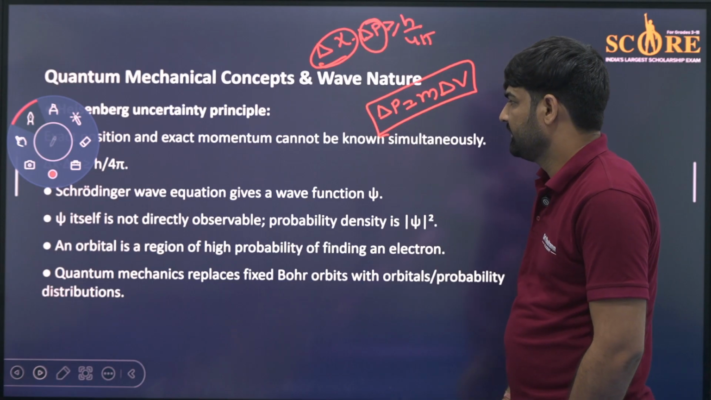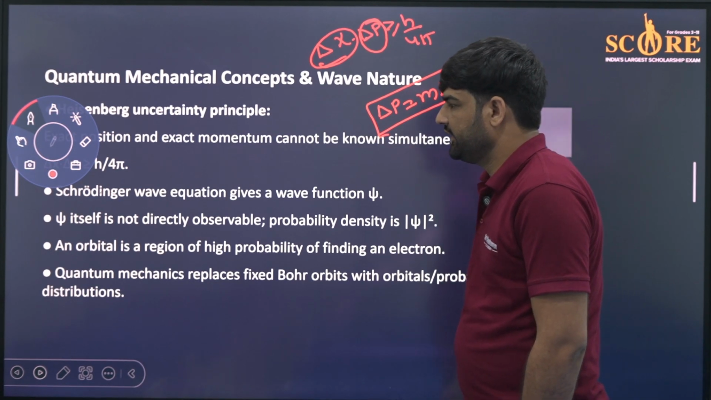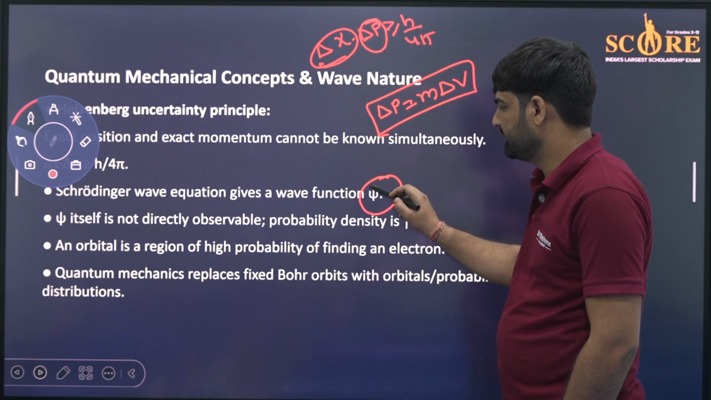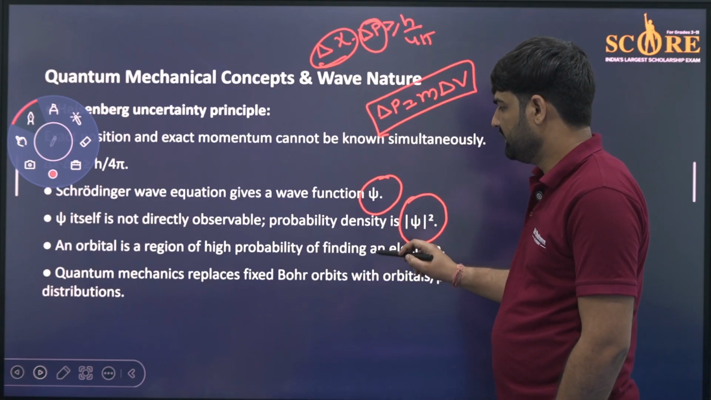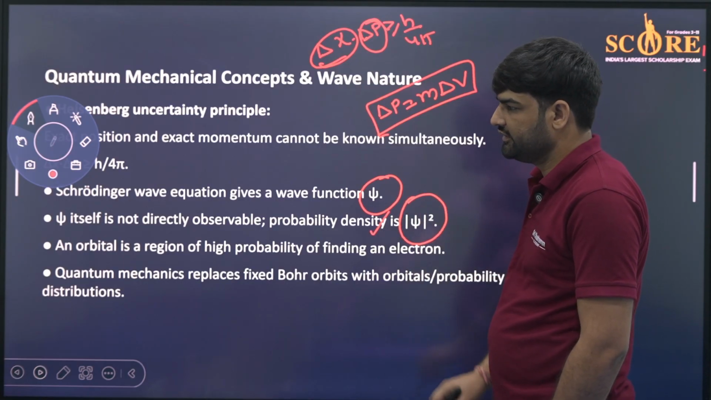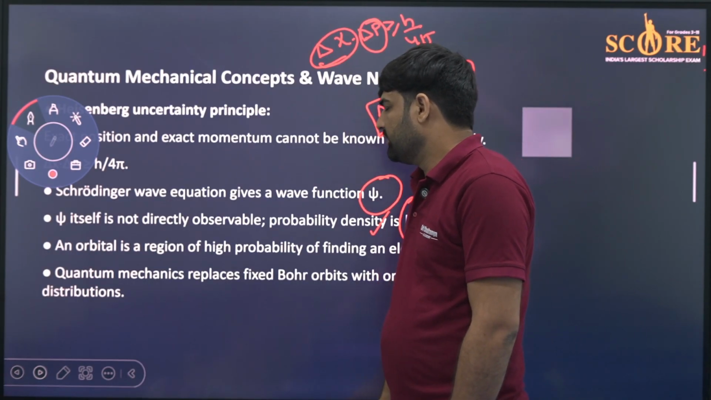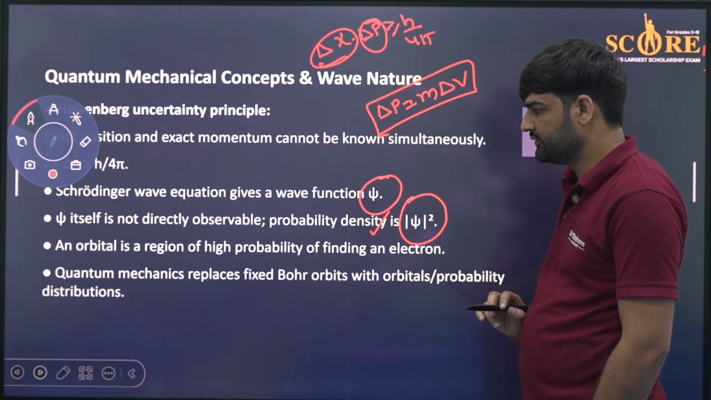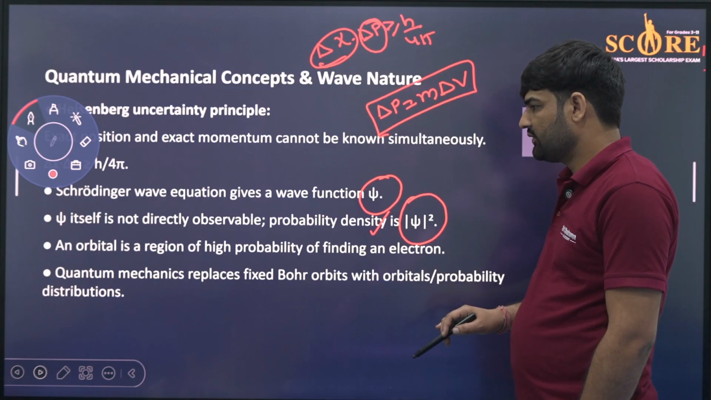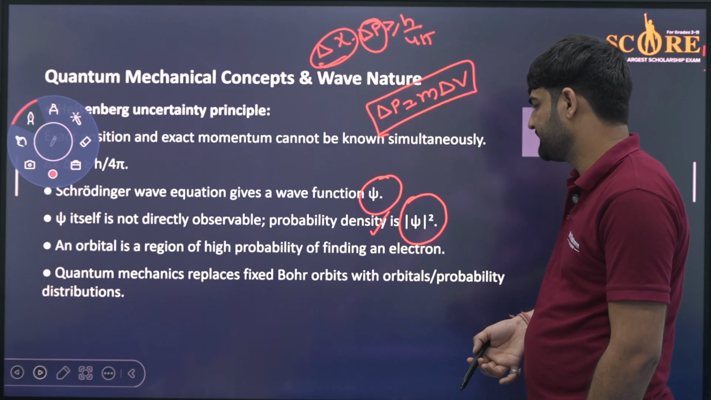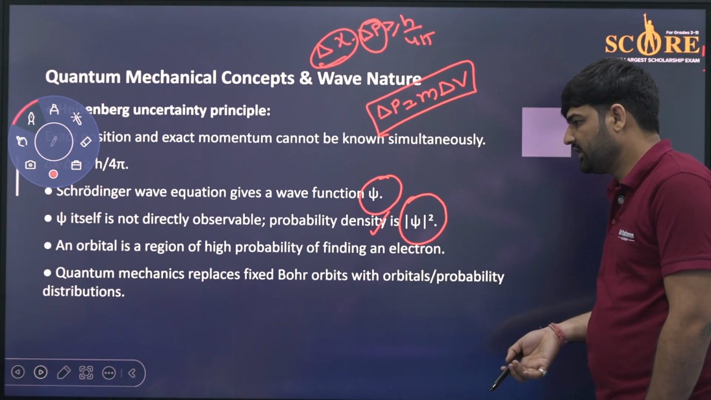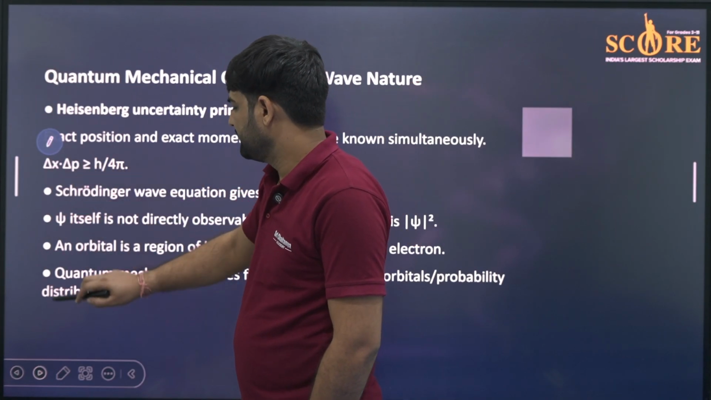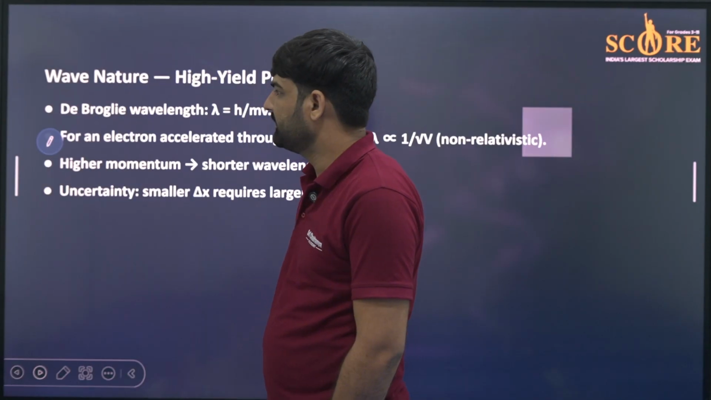So next, in Schrödinger wave equation, psi is the wave function and psi square modulus is the probability density of finding an electron. Orbital is a region of high probability of finding an electron. So quantum mechanics replaces fixed Bohr orbits with orbital probability distributions. These are the points related to the quantum mechanical model.